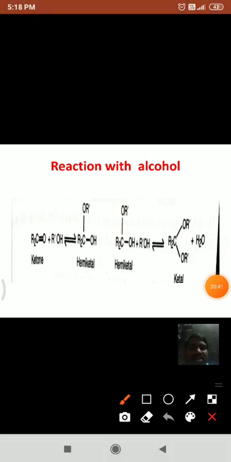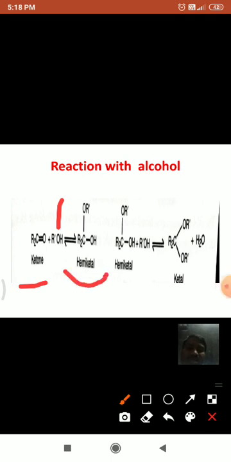See here, this is a ketone. When it is reacted with alcohol, it forms first hemiketal, and this hemiketal, treated again with one more alcohol, forms ketal. This is the addition of alcohol to aldehydes and ketones to form acetals and ketals.